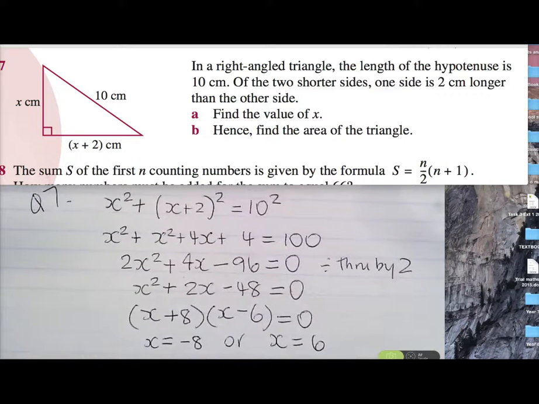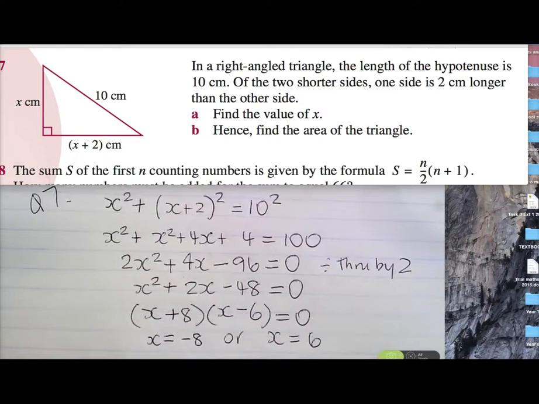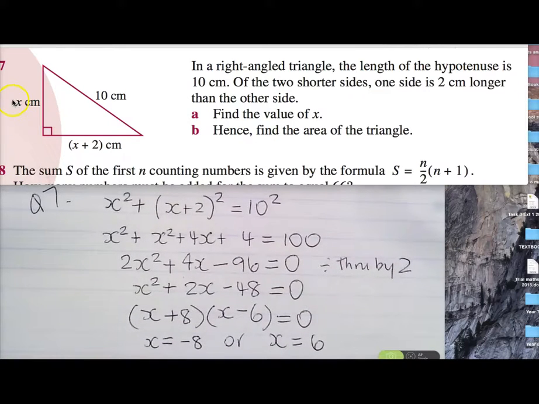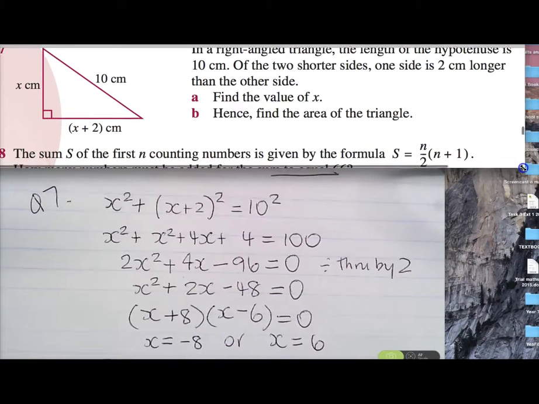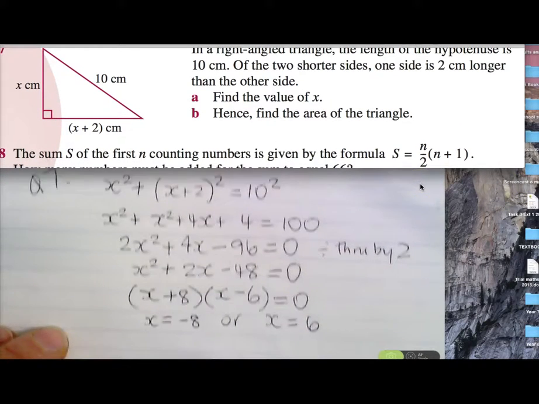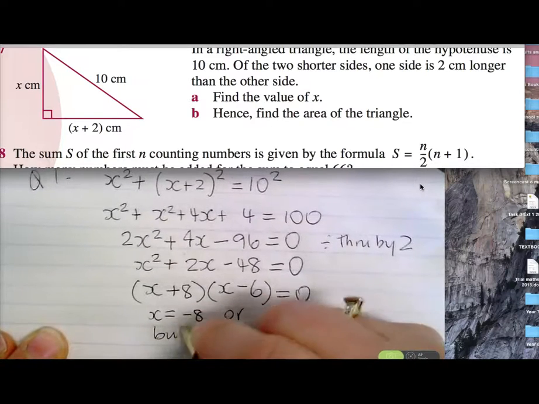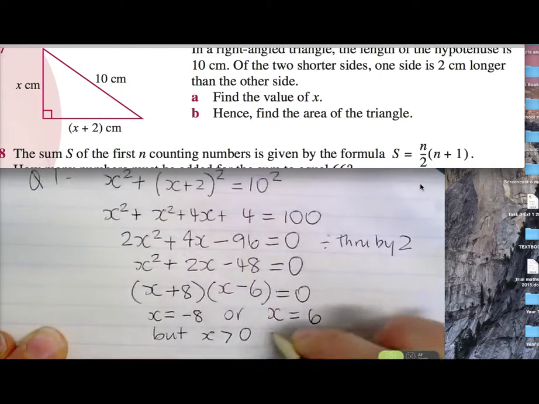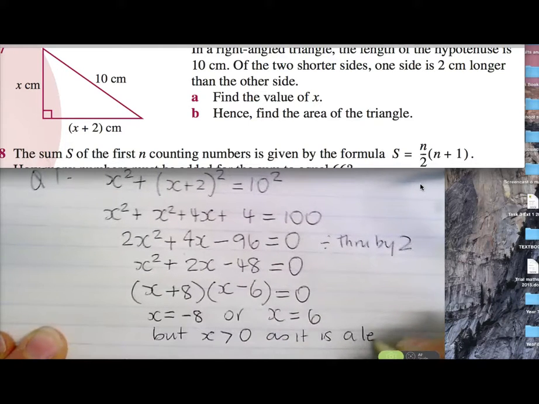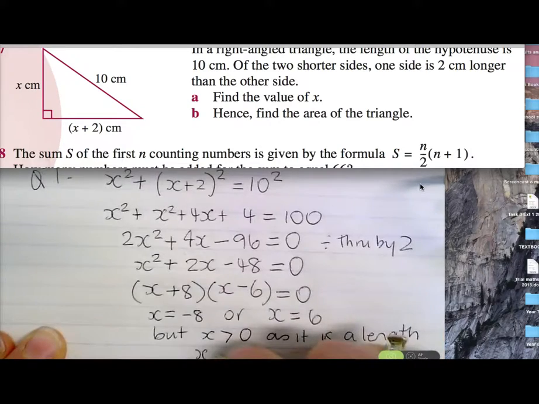Girls, now you need to go and look at the question. In the last question they said x has to be positive. You need to sometimes make that deduction yourself. Do you think x could be negative 8? Why not? You can't have a negative length. So if you look here, you need to now say, but x has to be greater than 0 as it is a length. So therefore x is 6.